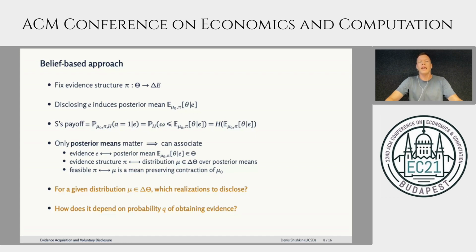Therefore, we can associate every piece of the evidence E with the corresponding posterior mean, and each evidence structure with the distribution of the posterior means. It is then well known that such a distribution is feasible if and only if it is a mean-preserving contraction of the prior. So we need to determine now which realization of this random variable the sender would disclose in equilibrium, and how it depends on the probability of obtaining evidence.